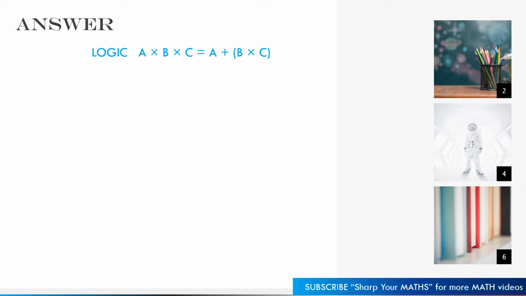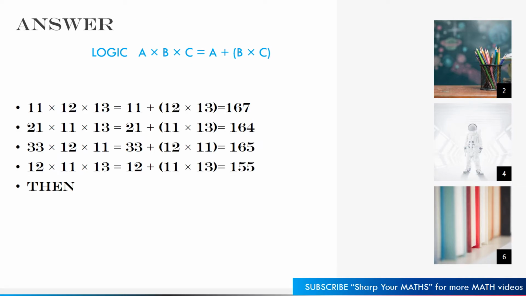The logic behind the second question: A into B into C equals A plus B into C. So the number that comes in the last line, 17 into 13 into 11, is equal to 17 plus 13 into 11. So 13 into 11 is 143, plus 17, 160. Answer: 160.